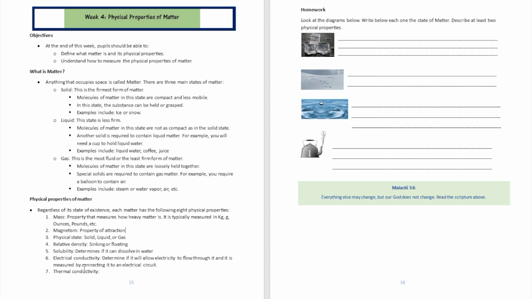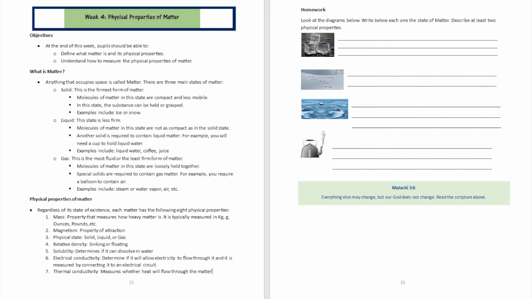What about electrical conductivity? Well, this determines if it will allow electricity to flow through it. And it is measured by connecting it to an electrical circuit. What about thermal conductivity? It measures whether heat will flow through the matter. All right, so that's thermal conductivity over there.